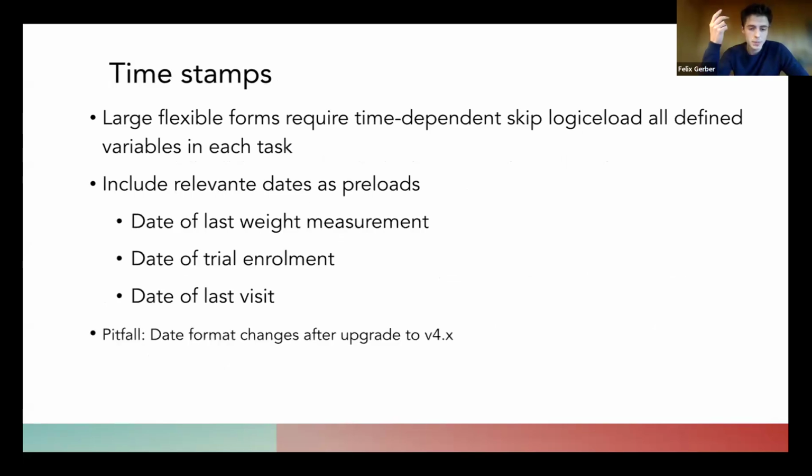So you can imagine, for example, weight measurements and so on. We defined, for example, that we want to have a weight measurement every month. But then if somebody has a form within a week, it doesn't make sense to always measure this. Also, dates for trial enrollment or the time of the last visit were relevant for our skip logic within the forms. So we also used these dates as preload so that we could make the forms more streamlined and didn't have to re-ask all the questions every time.